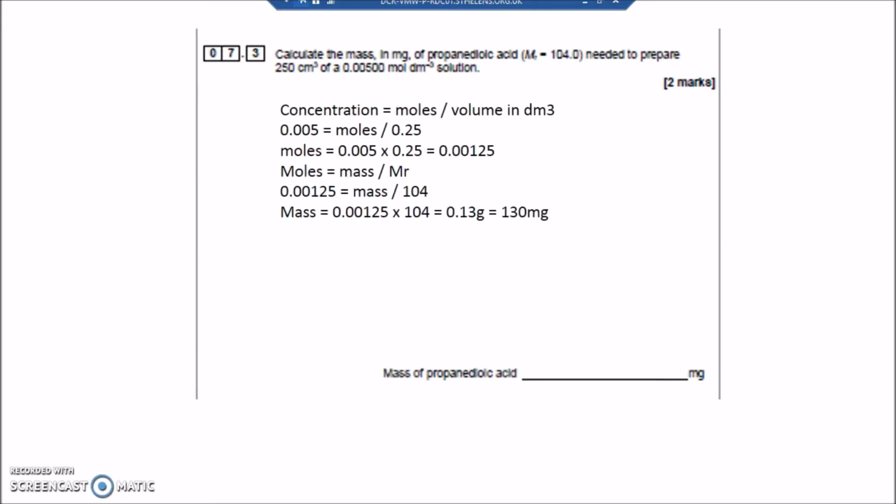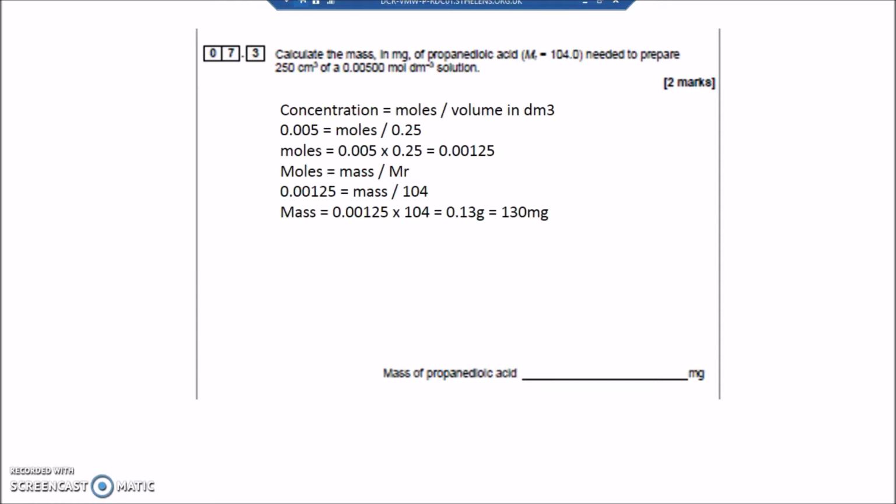So concentration is moles divided by volume. Remember, your volume's got to be in decimetre cubed. So concentration is 0.005. Number of moles we don't know. Volume in decimetre cubed, so 250 centimetre cubed. To take it up into a larger unit value of decimetre cube, you divide by 1000, so 250 divided by 1000 is 0.25. Multiply the two numbers together, so the number of moles is 0.005 multiplied by 0.25, 0.00125.